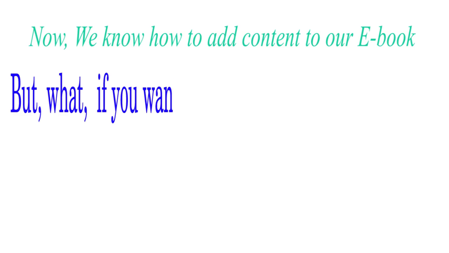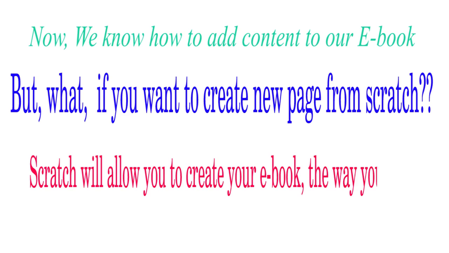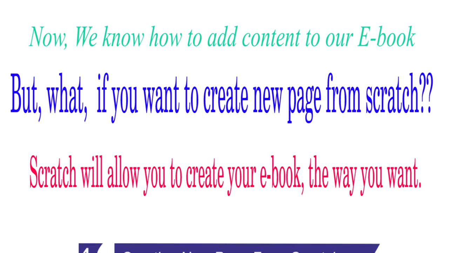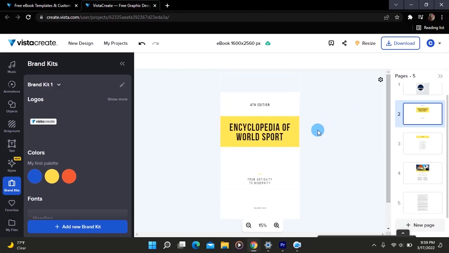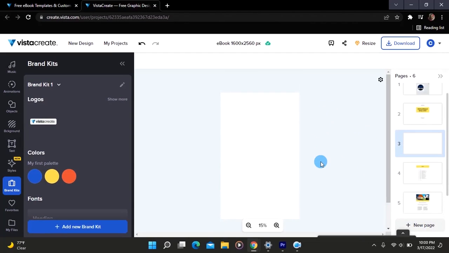But what if you want to create a new page from scratch? Scratch will allow you to create your ebook the way you want. So let's move to the fourth step for creating a new page from scratch. If you want a new page or to add another page of your own, then click on new page and you can see here a blank page is available. Now you can edit this page.